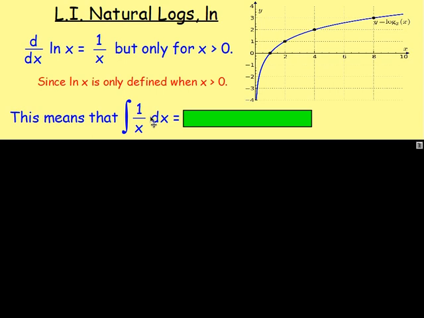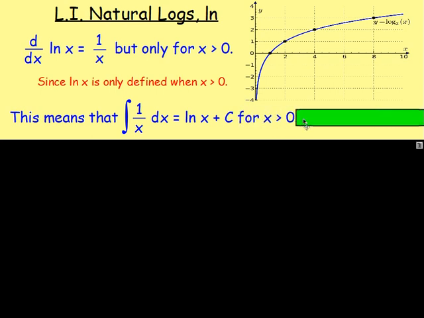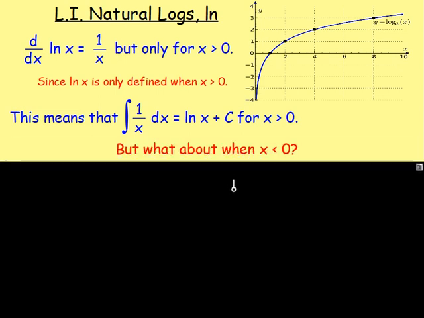The way you do it is you think back to this. If you differentiate ln x, you get 1 over x. Which means if you integrate 1 over x, you go back the way and you go back to ln x plus c. However, this is only true when x is bigger than 0, because again, ln x is only defined when it's bigger than 0.